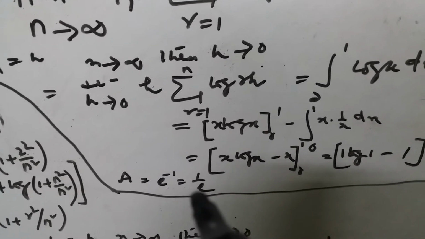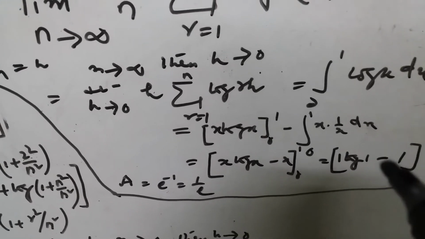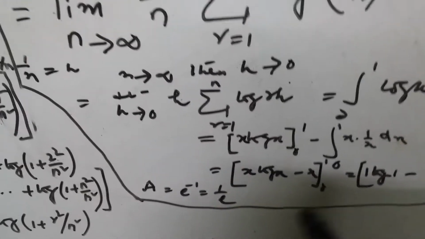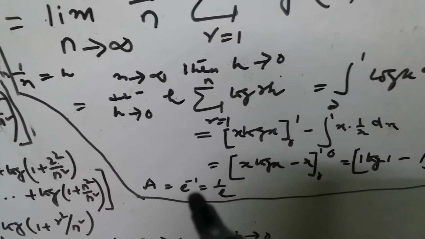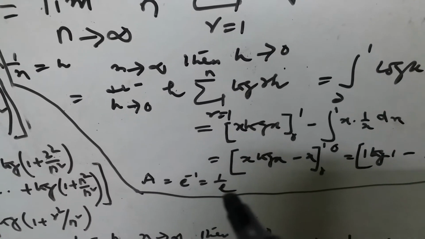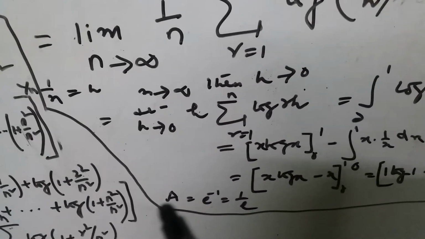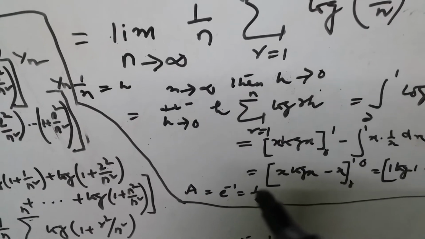So a equal to e to the power of minus 1, since log 1 equal to 0. So a equal to e to the power minus 1, that is equal to 1/e. Okay. Since log a is equal to minus 1, so a equal to e to the power minus 1, and the result is 1/e.